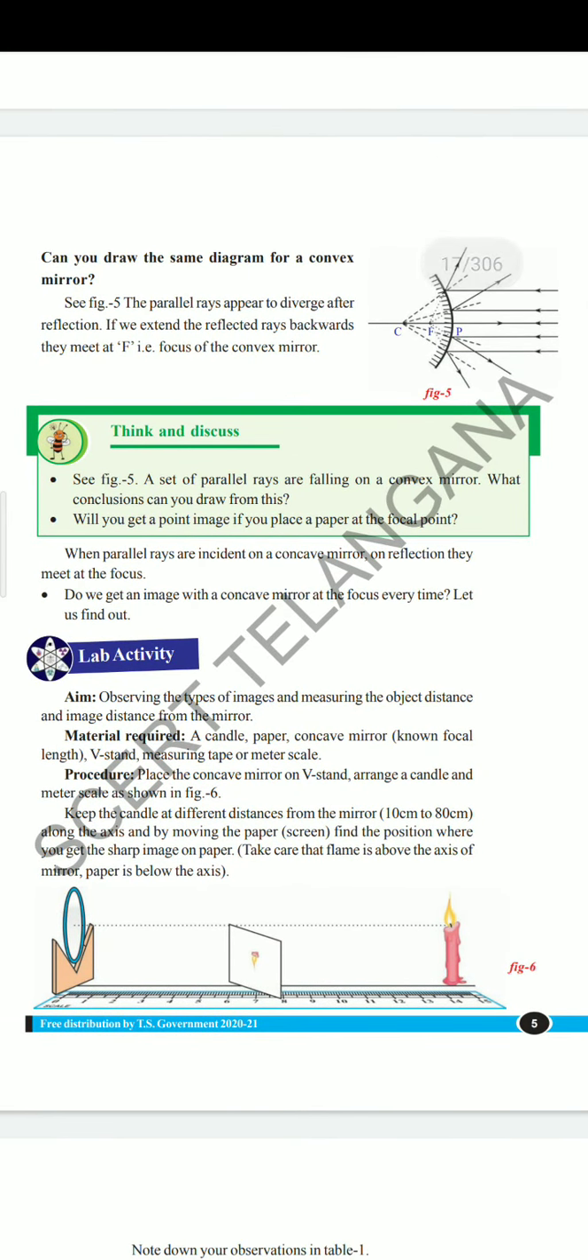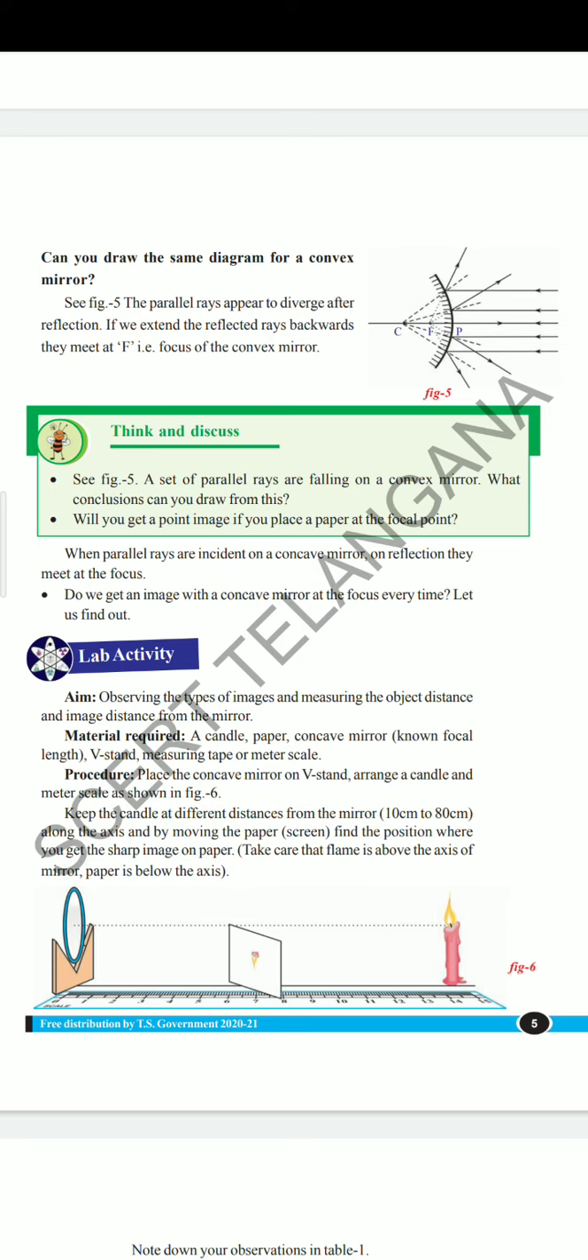Can you draw the same diagram for a convex mirror? See figure 5. The parallel rays appear to diverge after reflection. If we extend the reflected rays backwards, they meet at F, that is, the focus of the convex mirror. Think and discuss. See figure 5. A set of parallel rays are falling on a convex mirror. What conclusions can you draw from this? Will you get a point image if you place a paper at the focal point?